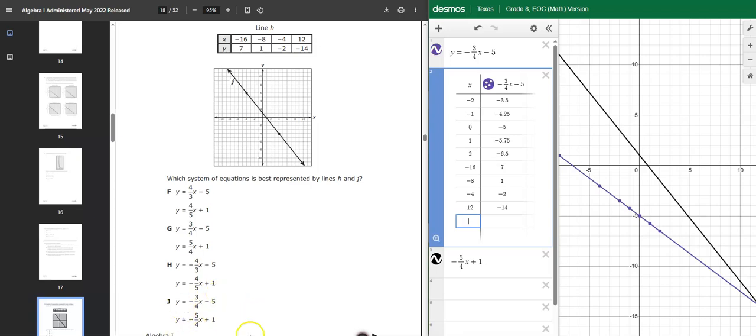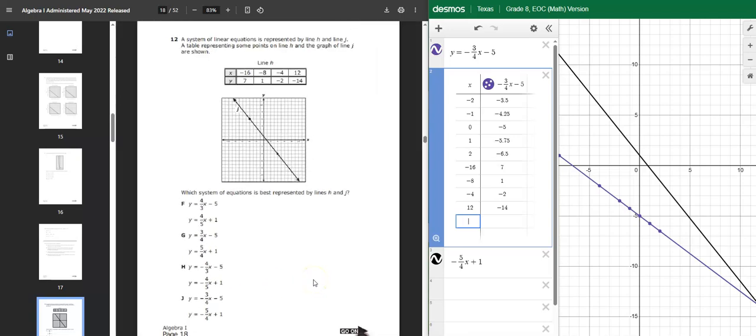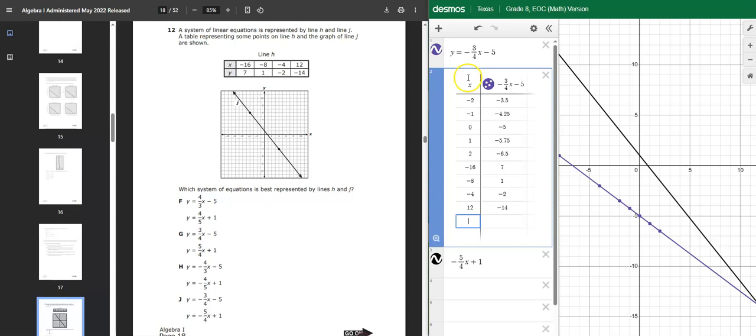Double check that it's the right one. Negative 3/4 x minus 5, yes. Negative 5/4 x plus 1, yes. My answer has to be J. Again, we just use the calculator to go through and figure those out.